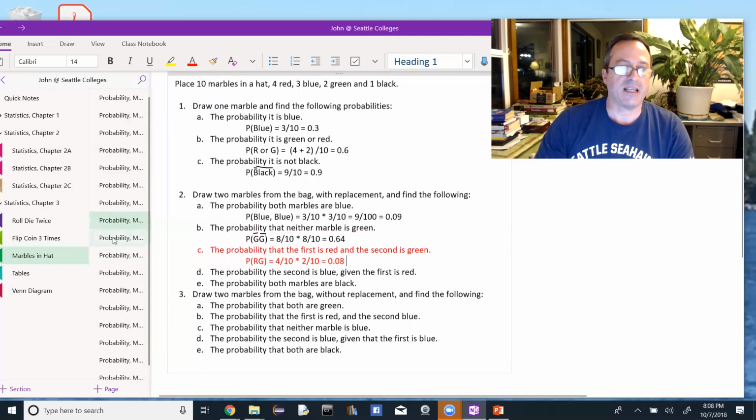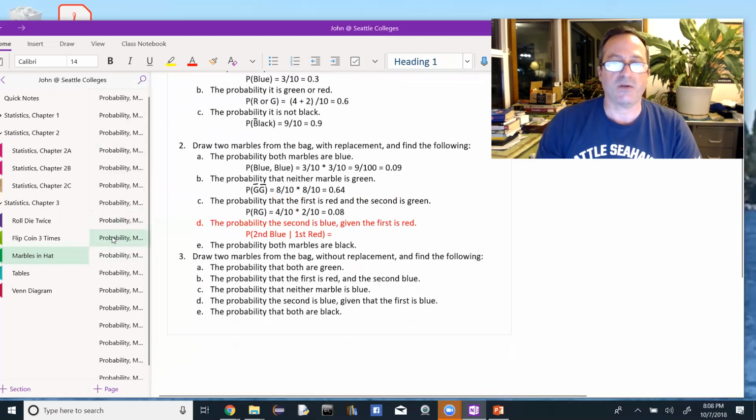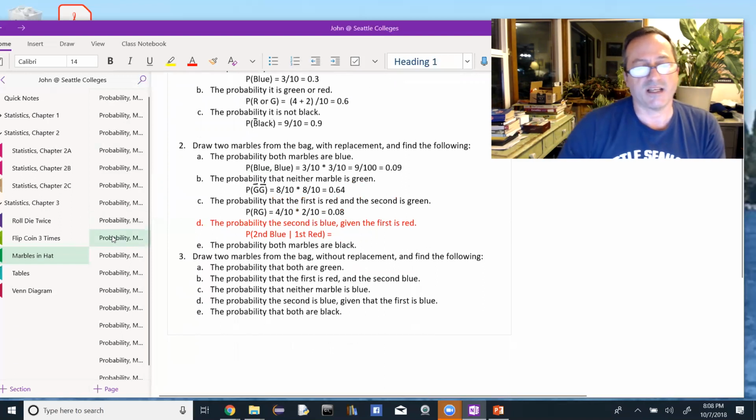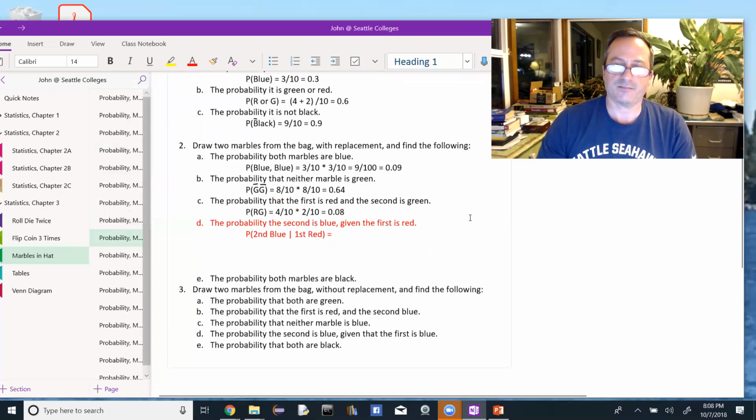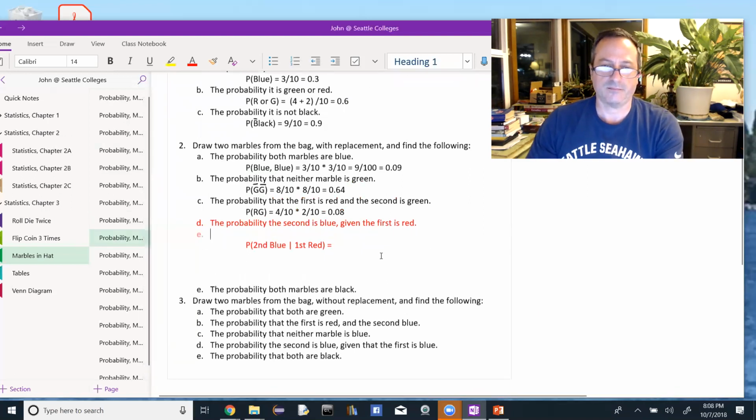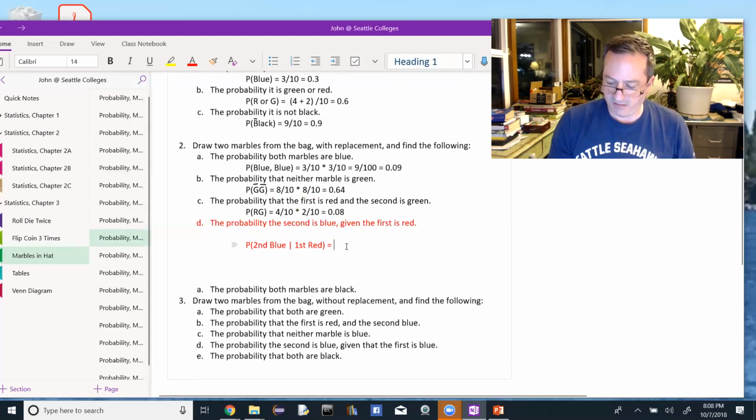The probability that the second is blue, given that the first is red. Well, let's see. We're going to take some space here. I can set up my fraction bar.